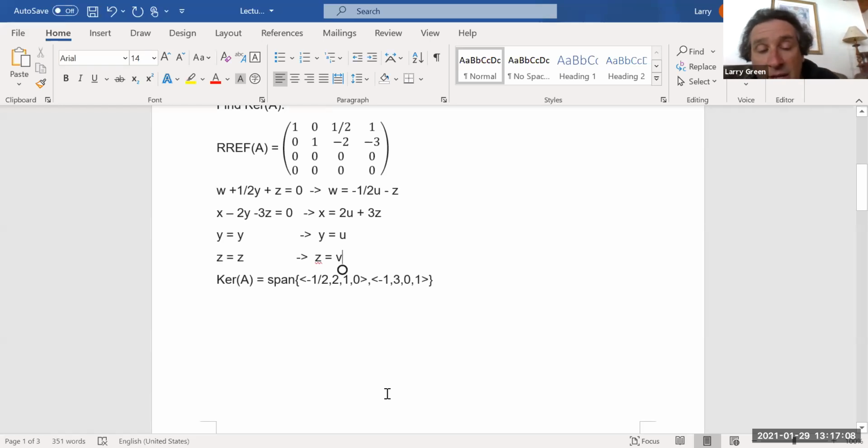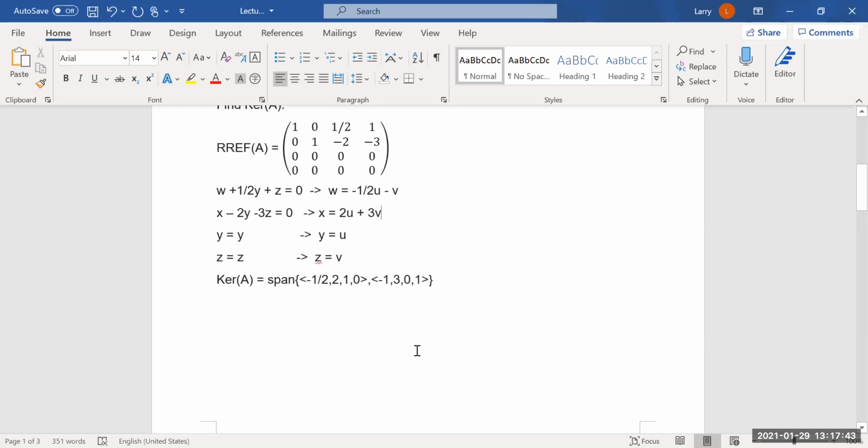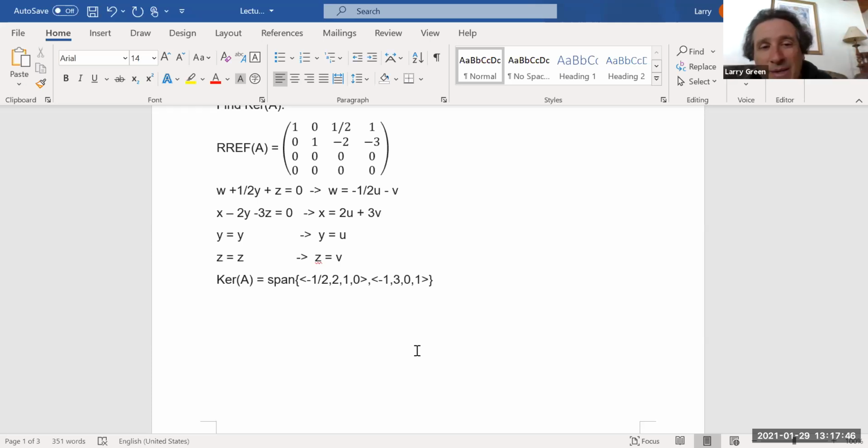So then what I want to do to get a basis, I can let u equal 1 and v equal 0. And when I do that, I get negative a half, 2, 1, 0. And that's the first one. Then I let u equal 0, v equal 1, and I get negative 1, 3, 0, 1. Does that make total sense? Yes. And it's a lot of writing, but there's nothing to it. And that's why once you get good at it, you just do it.